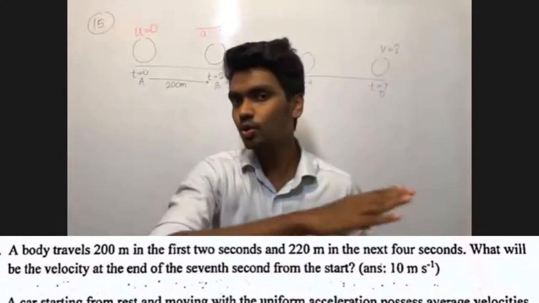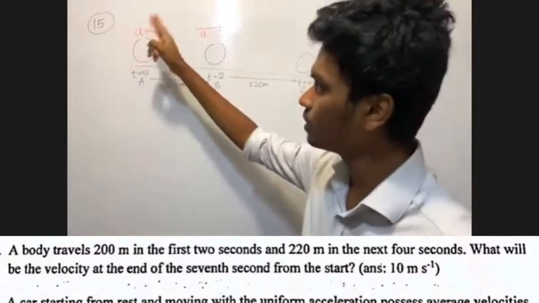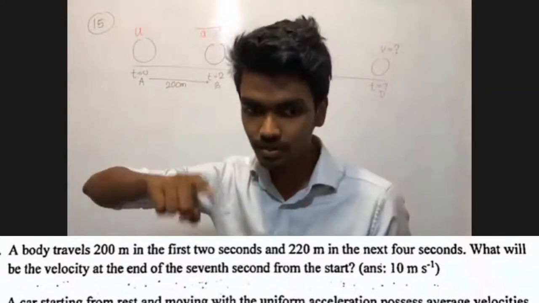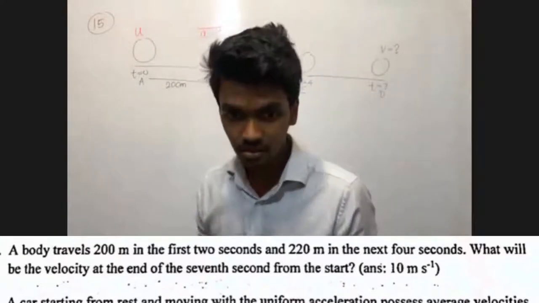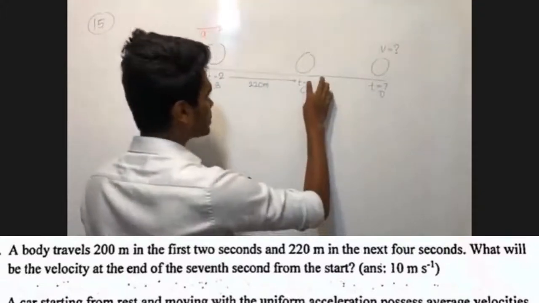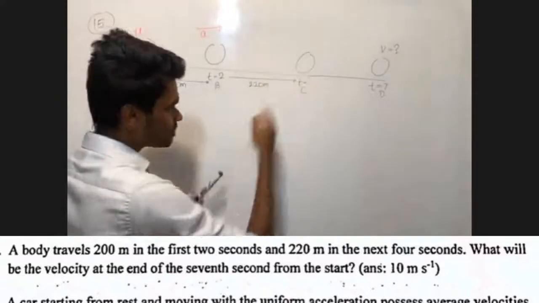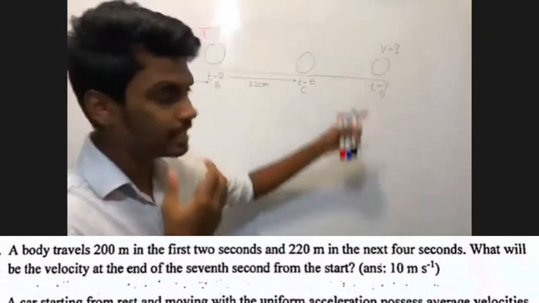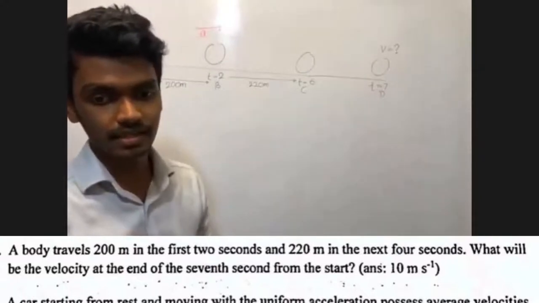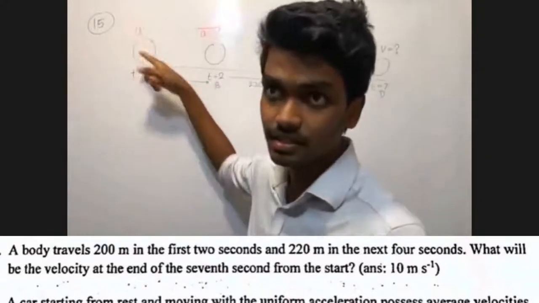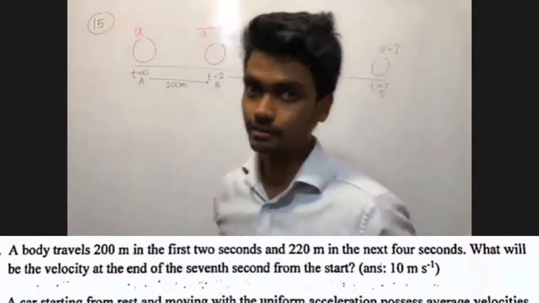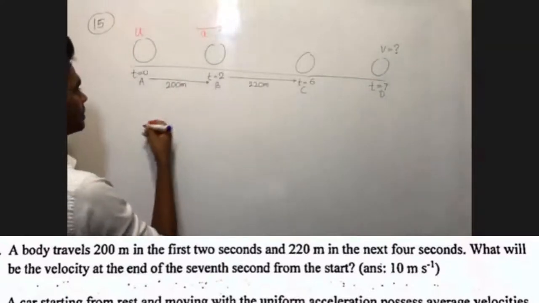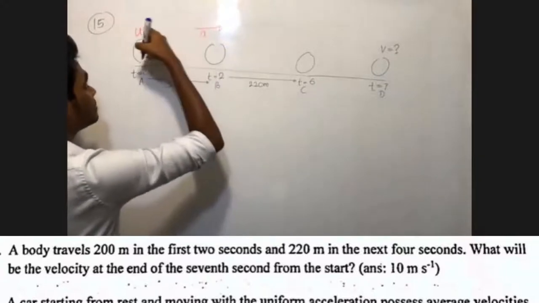Now I do not have to look at the question once again, right? So straight away I know this is not okay. They have not given the initial velocity. If you read, a body travels 200 meters in the first 2 seconds, 220 in the next 4 seconds. Next 4 seconds means t equal 2 plus 4 more seconds, t equal 6. What will be the velocity at the end of 7th second from the start? But have they given the starting velocity? That's not given, right? So in that case, what you could do is, simply from A to B, first of all, let's find this U and A.